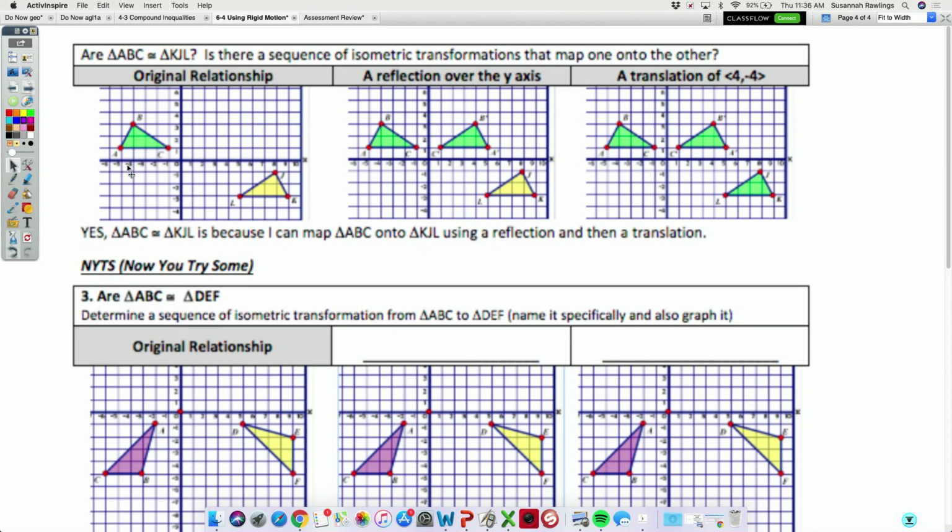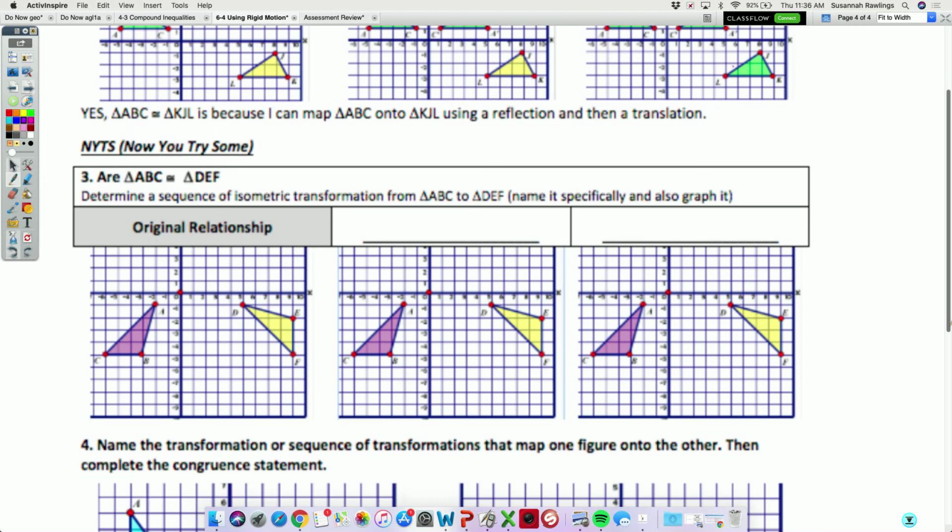Okay, so this one is done for you. It's asking ABC onto KJL. So they said first I reflected it over the y-axis. So you see that they actually drew that reflected over the y-axis. And then it was translated down, and this is vector form, right? So that would be right 4 and down 4. That's the vector form, x comma y. So you guys are going to be doing that with this next one. I'll actually start this one with you.